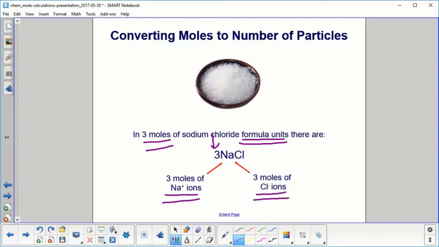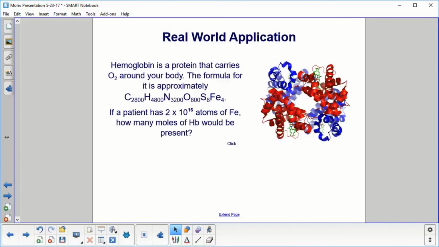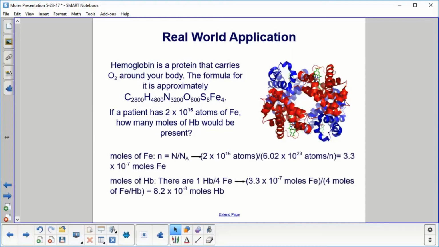Hemoglobin is a protein that carries oxygen around your body. The formula for it is approximately carbon, hydrogen, nitrogen, oxygen, sulfur, and iron, with various numbers. If a patient has 2 times 10 to the 16th atoms of iron, how many moles of hemoglobin would be present? Well, let's look here.